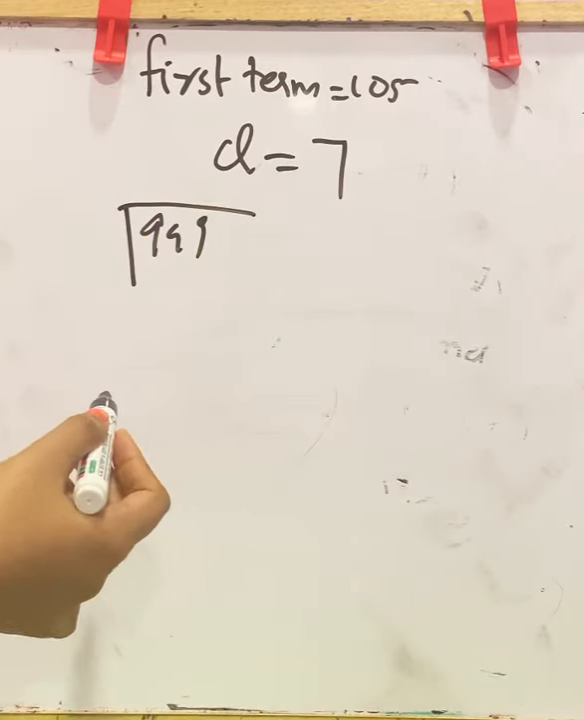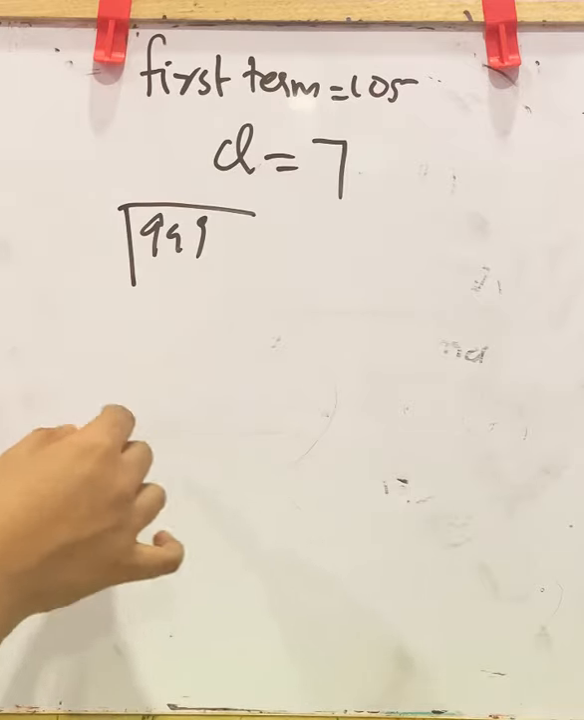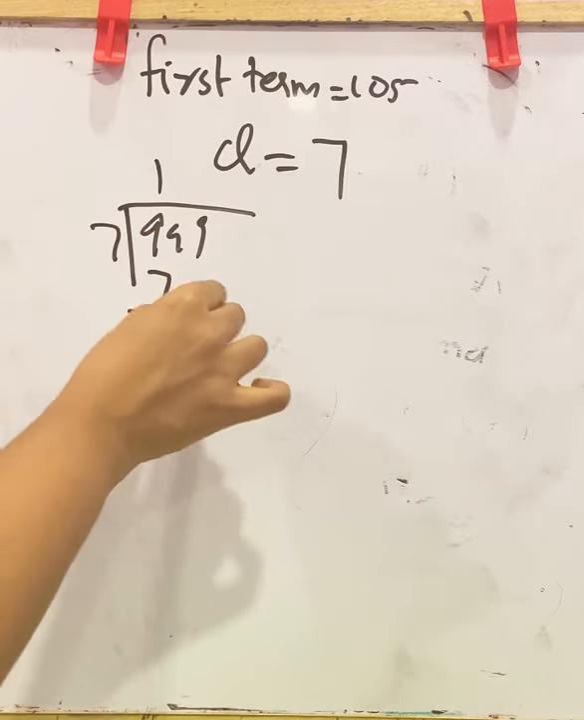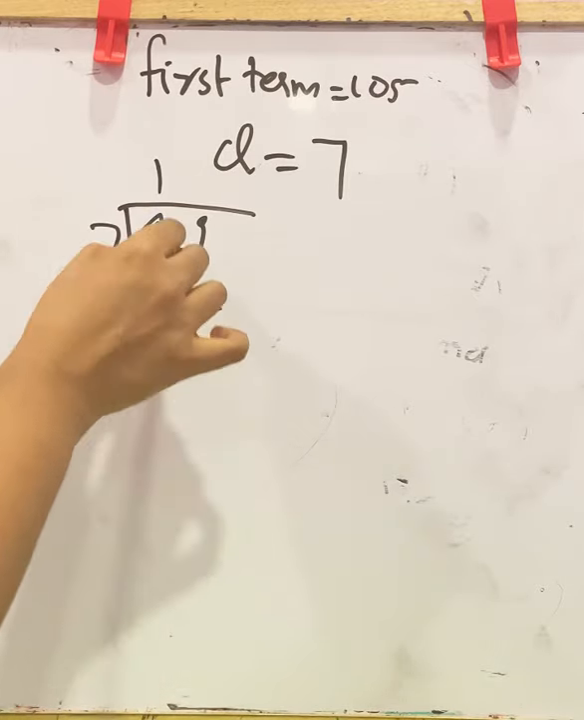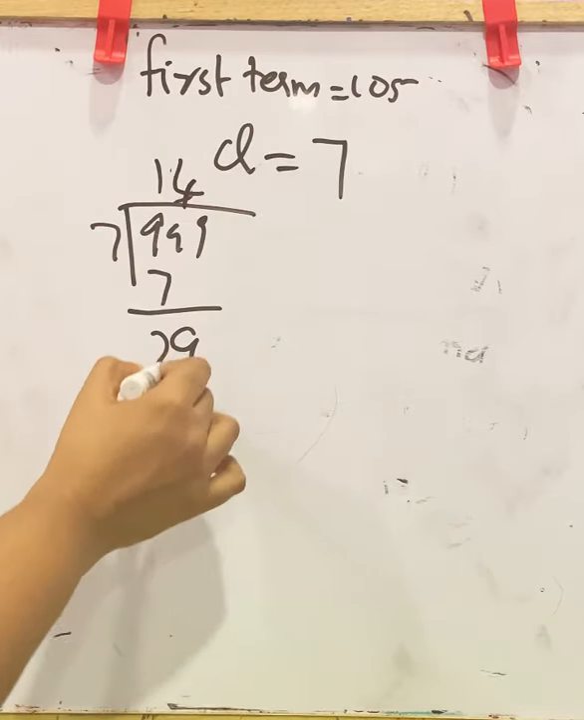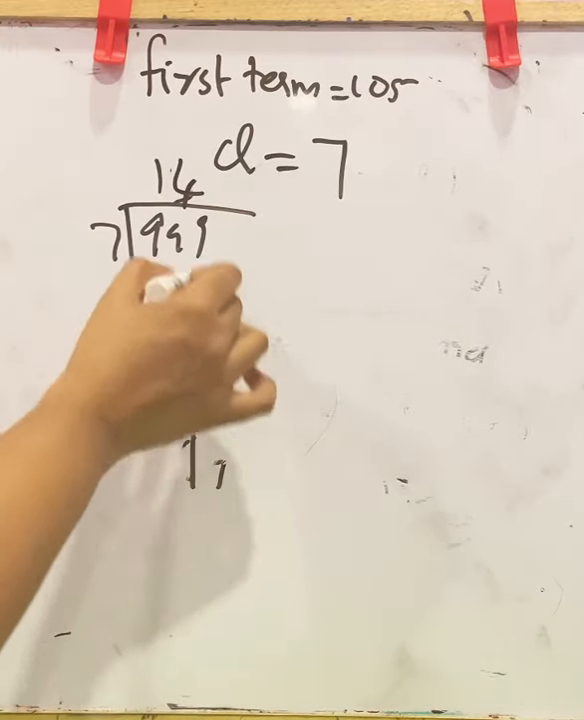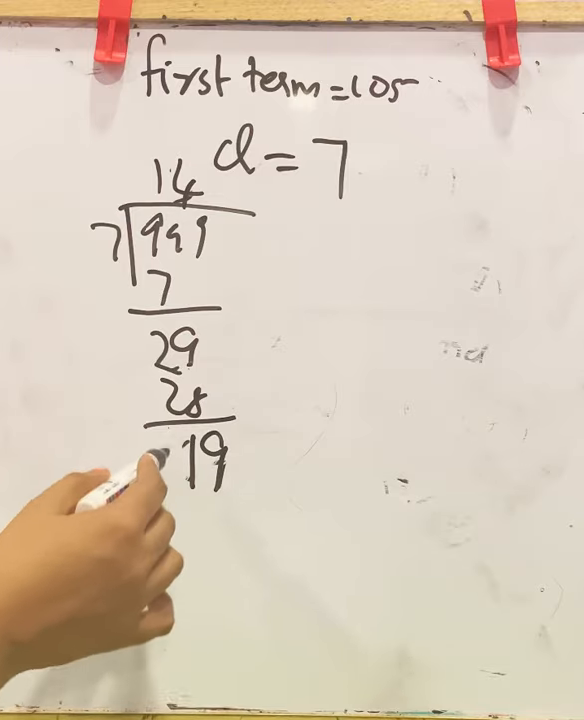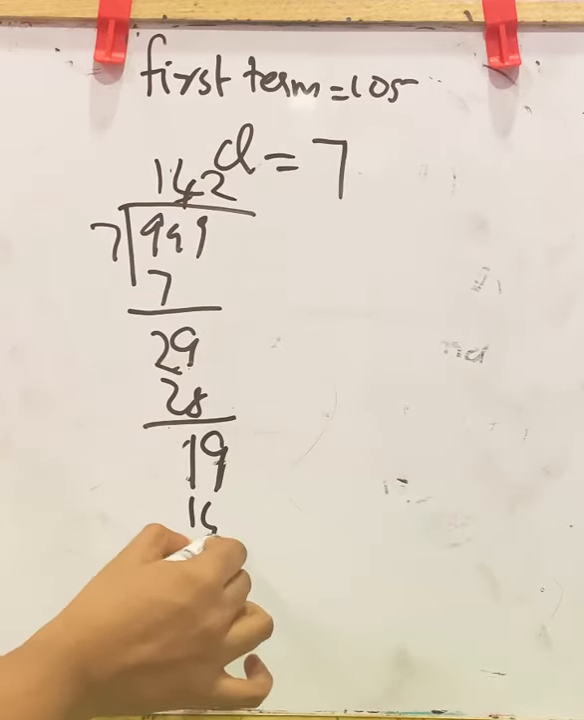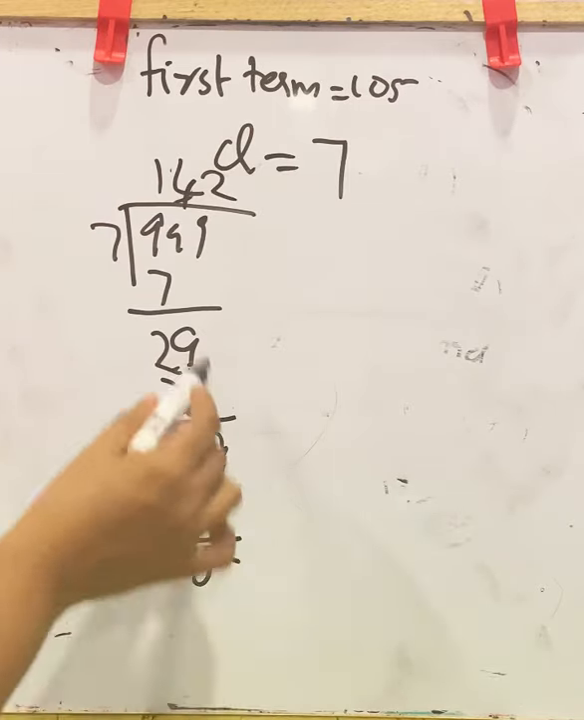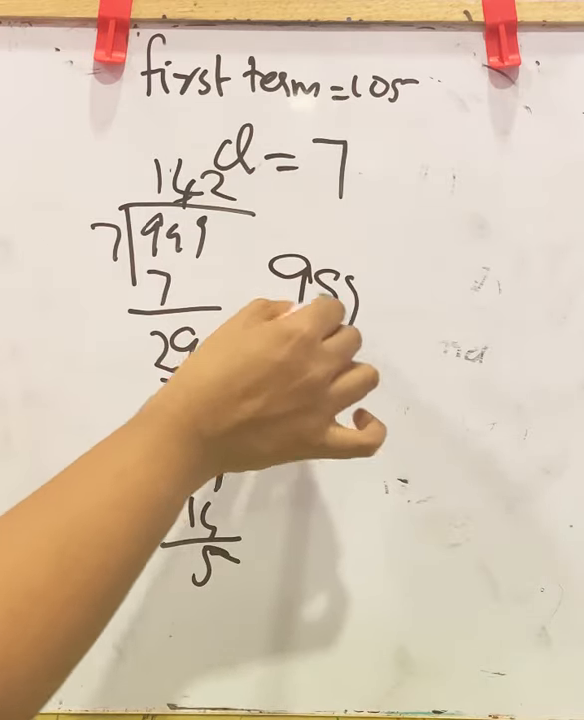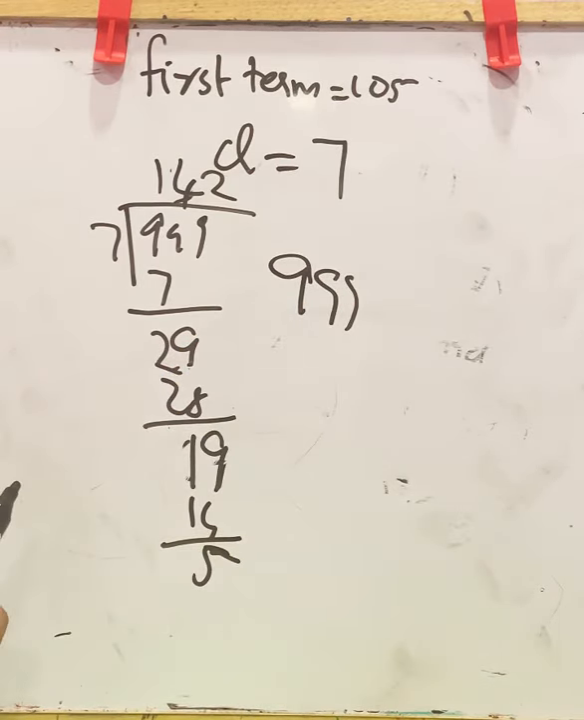If it is divisible by 7, we will get remainder 0. Let us check. 7 ones are 7, balance 2, take down 9. In 29, 7 fours are 28, balance 1, carry down this 9. In 19, 7 twos are 14, balance is 5. So 999 is not a perfect multiple of 7 because we have balance 5.